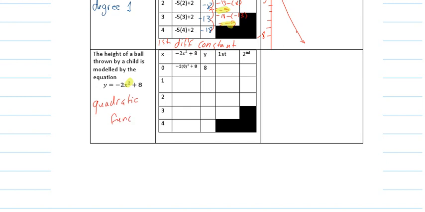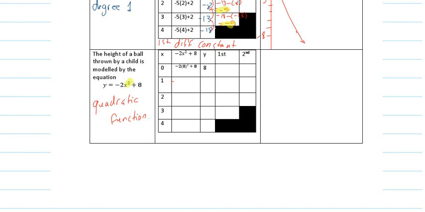Now we're going to do exactly the same thing as we did with the linear function to fill out our table of values. So we're going to plug in 0, 1, 2, 3, 4 in for x. So if I plug in 0 in for x, -2 times 0 is 0 plus 8 is 8. Now I'm going to plug in 1. So 1 squared is 1 times -2, that's -2. Add 8, that's 6. Then I'm going to plug in 2. 2 squared is 4 times -2, that's -8. Plus 8, that's a 0.